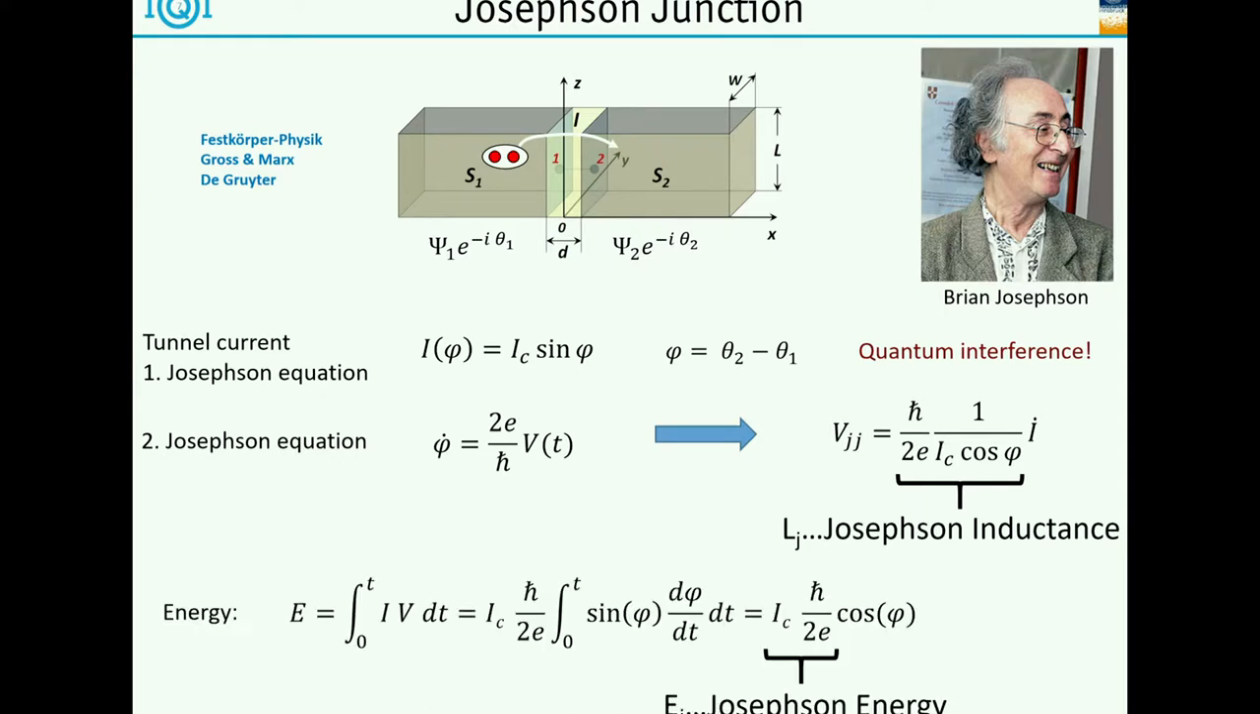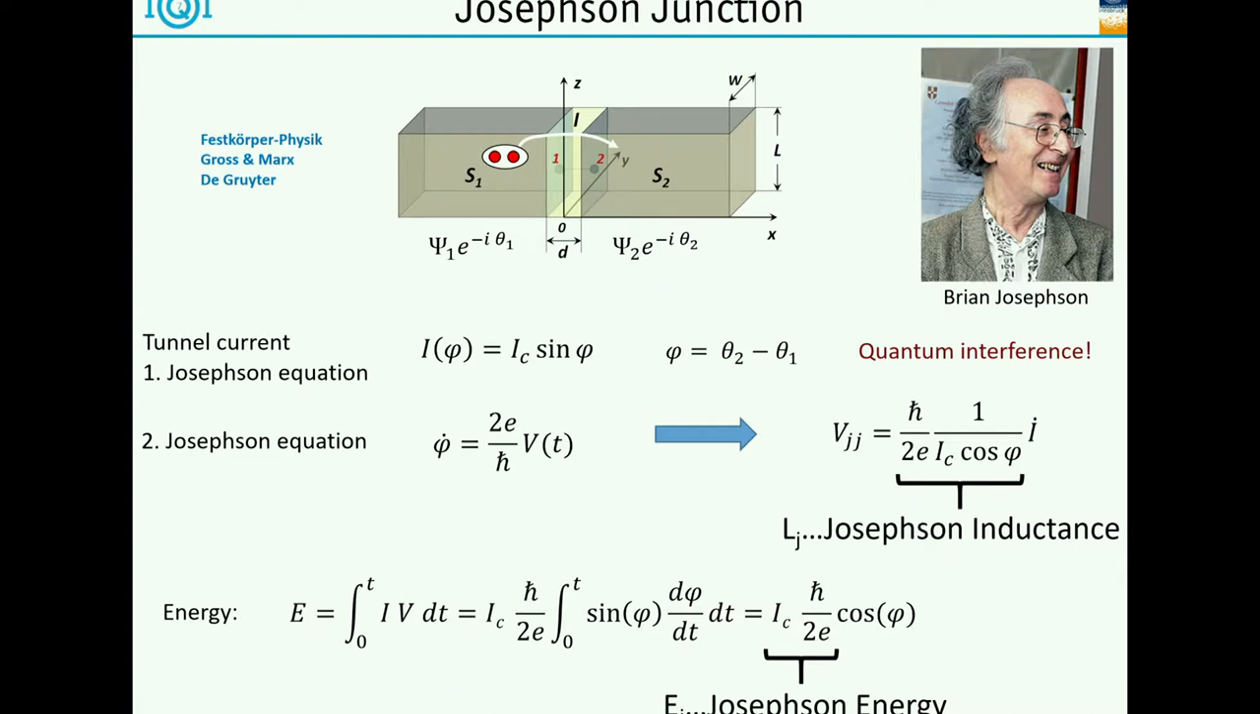Another thing that will be useful in the later lectures is the energy stored in such a device. And it's actually quite easy to calculate. All we have to do is voltage times current, which gives us the power. If we integrate that over time, we get the total energy. So I just take my two Josephson equations, the I_C times sine phi, put it in there, and I know the voltage is the time derivative of the phase, so I also put that in.